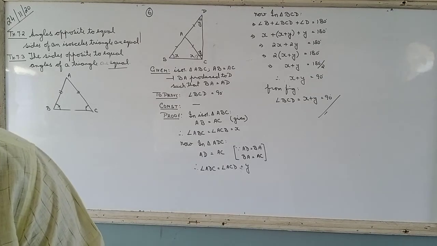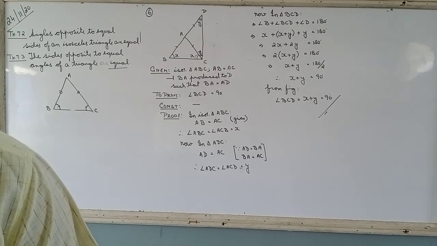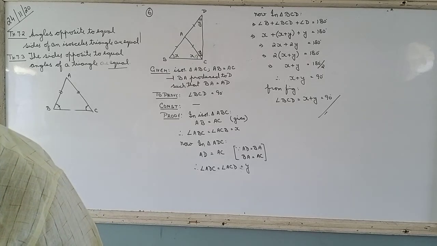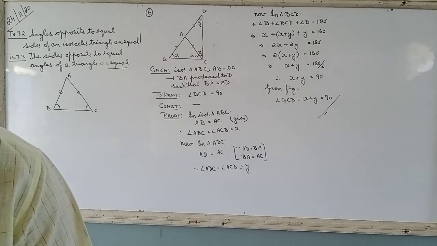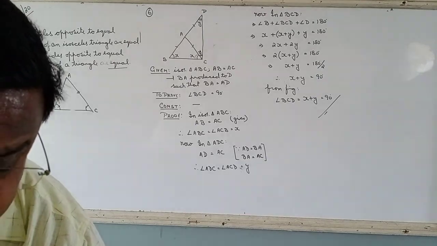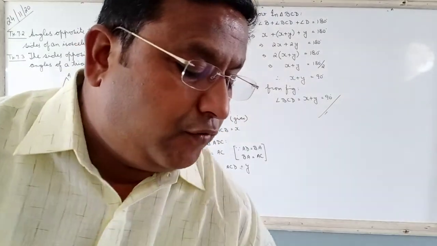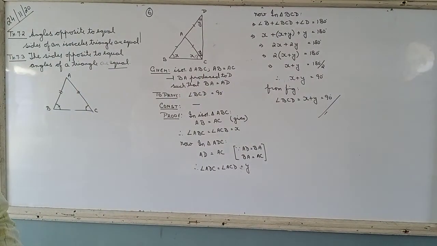Now only the last exercise is left, based on congruency of 7.3, RHS and SSS. Last exercise 7.4 is eliminated from your syllabus this year. So this year we won't be doing exercise 7.4. Thank you everyone. Please practice them.